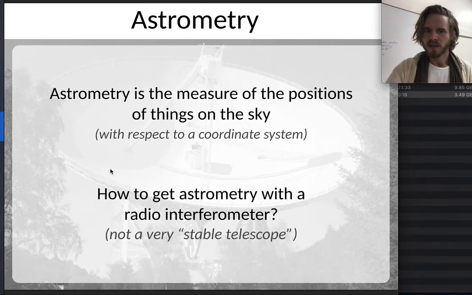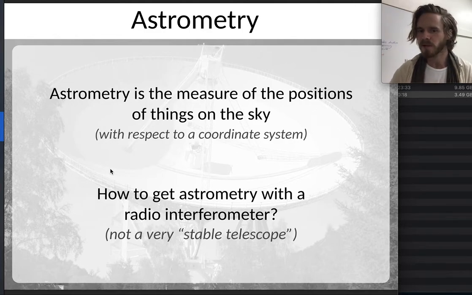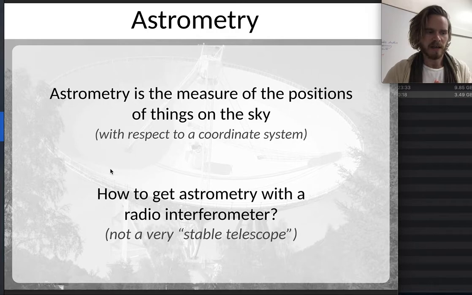Astrometry, then, is the measure of positions of things on the sky with respect to a coordinate system. Like I said, in the case of an optical telescope or a very stable telescope, you can do this just using locations and times. But when it comes to a radio interferometer, which is not really a stable telescope, you need other techniques, which I'm going to be introducing here.